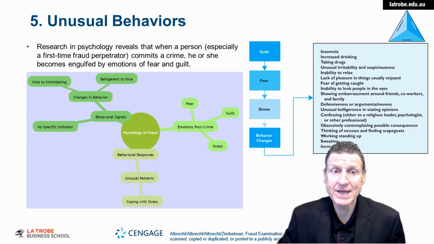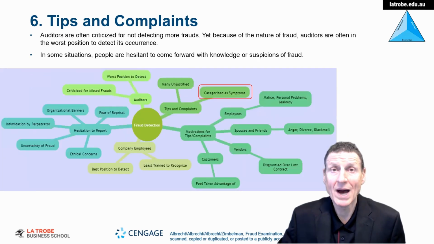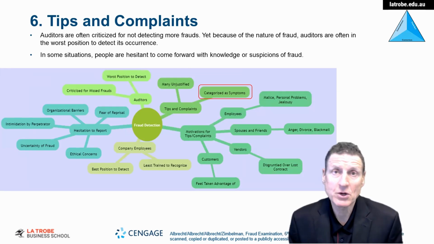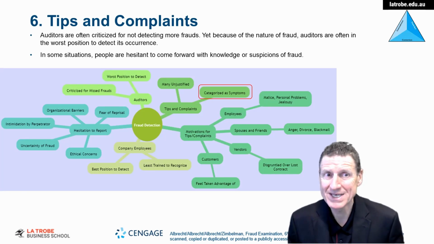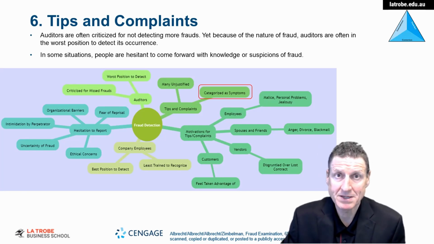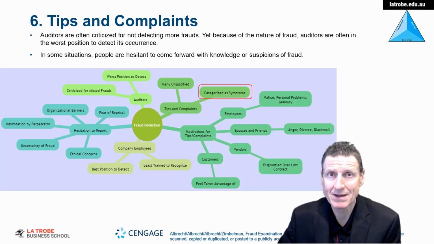So that's 5. Now we get on to the most interesting one of the lot, and that is the tips and complaints. Now remember, let me read out the lines at the top, and I want you to read that with me. Auditors are often criticized for not detecting more frauds. Yet, because of the nature of fraud, auditors are often in the worst position to detect its occurrence. Okay, because the nature of the fraud is day to day. The nature of the auditor's engagement is to come in maybe once every 6 months, once every 3 months, really often, but they definitely come near the financial year to do the stock take, to do some sampling and test different assets in the balance sheet and the profit and loss statement and the cash flows.